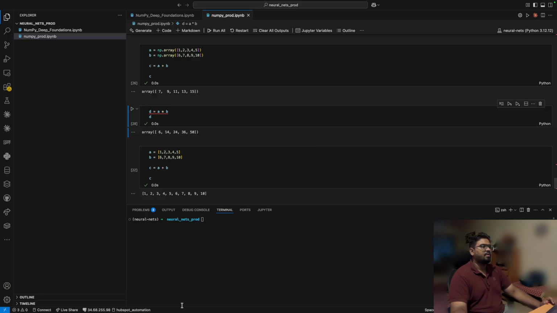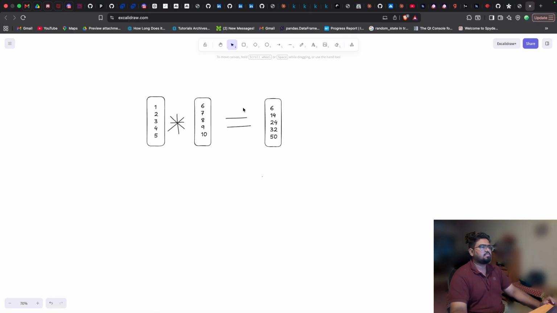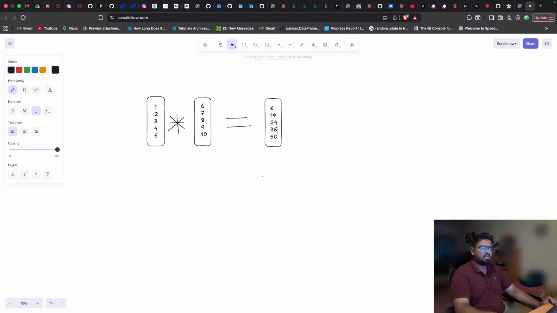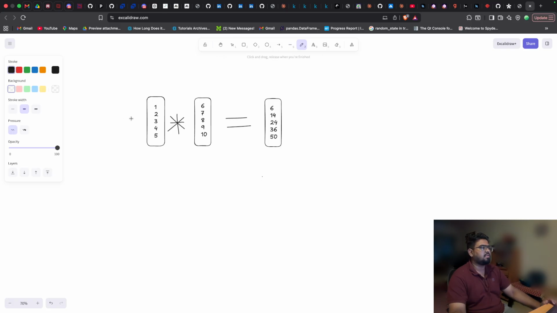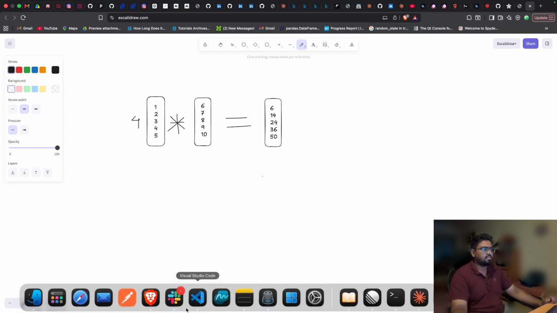So 6, 14, 24, 36, 50. Oh, I'm sorry, I just made a mistake, it's 24, 36 and 50. So this is nothing but the dot product of vectors. Then if you go for scalar, for example, I'm writing 4 in here, then this would be multiplied by 4. And the entire block would be 4 times. That's the only difference. I think that makes sense.